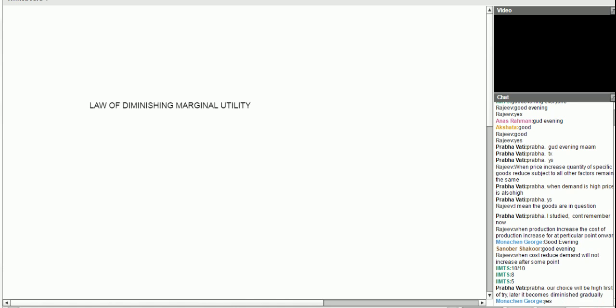Yes, gradually it diminishes, Prabha, exactly. So diminishing means going down, reducing. Marginal is the word that is used when we talk with reference to one additional unit. Then we use the word marginal. It will be more clear once we go to the PPT. And utility is the satisfaction. So this law basically tells us that the satisfaction which we are going to derive after consuming every additional unit of a product will go on diminishing. Okay, so this is the law of diminishing marginal utility. So we will now discuss this one only.